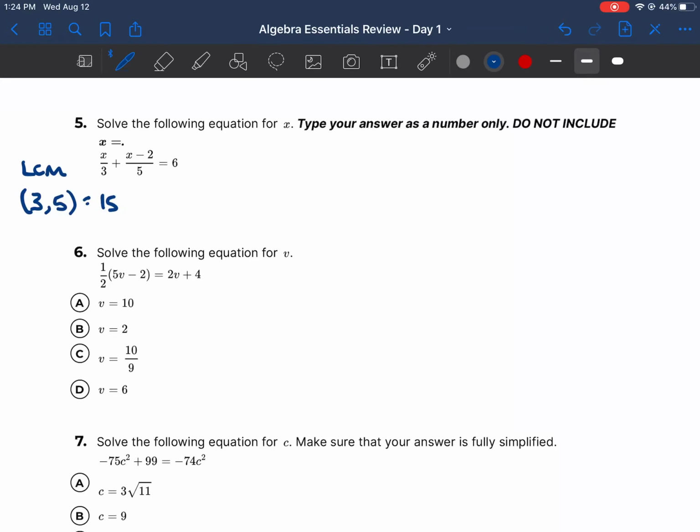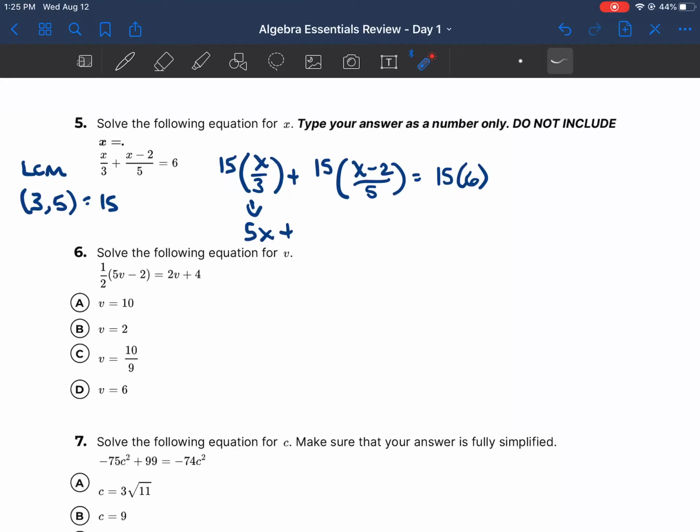So once we have found that the LCM of 3 and 5 is 15, we can multiply all terms of the equation by 15. So let's see what happens. 15 times x over 3 plus 15 times x minus 2 over 5 equals 15 times 6. Well, 15 times x over 3, well, 15 times x is 15x, and 15x divided by 3 would turn into 5x. If we look at the next one, the 15 and the 5 can reduce with each other, and that would just make a 3, so we would have 3 times x minus 2. And the 15 times 6 would be 90.